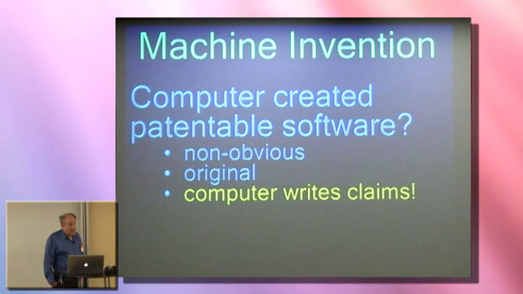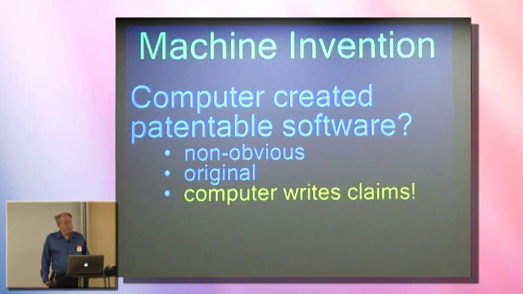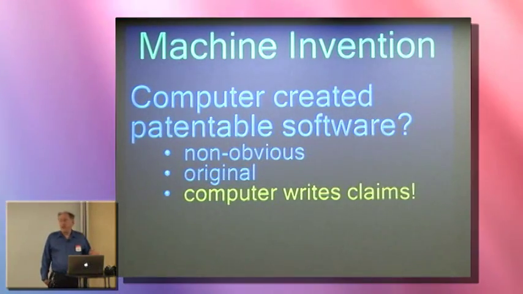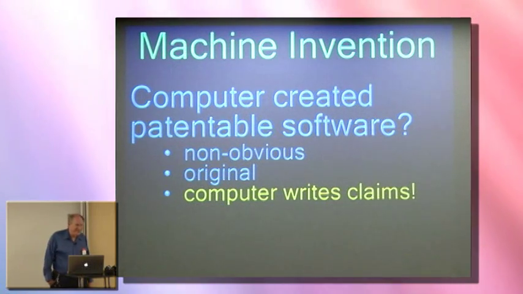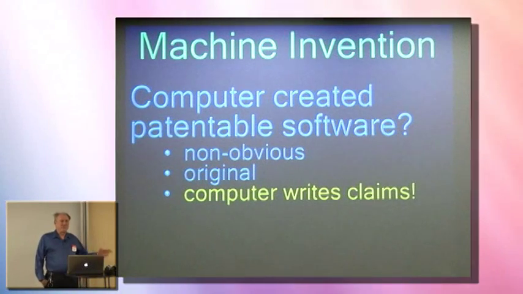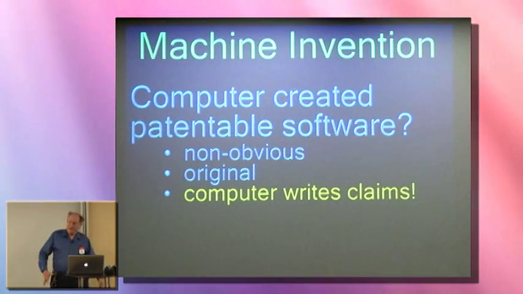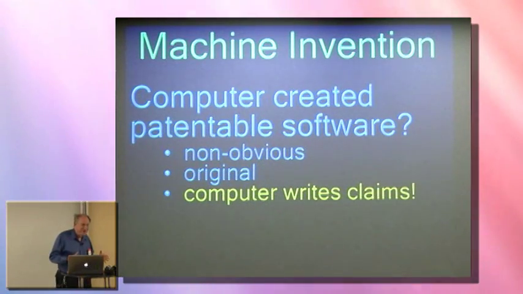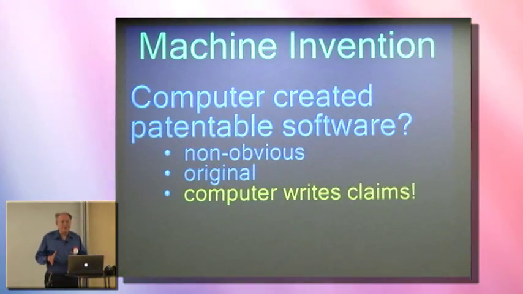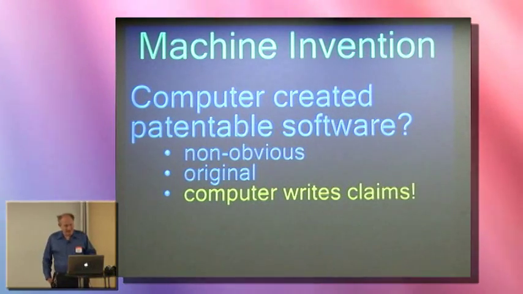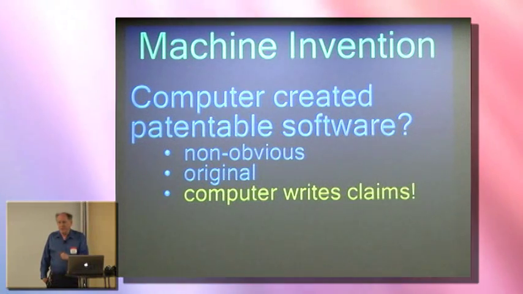Okay, so we're looking at moving further on into machine invention, basically computer-created patentable software, which is non-obvious, original, and the computer will write the patent claims. So this has been our little diversion. This has been our peek into the future to see whether the future was going to help out the patent system or make it even more miserable. Okay, and the answer is more misery. But let's, yes? Question?